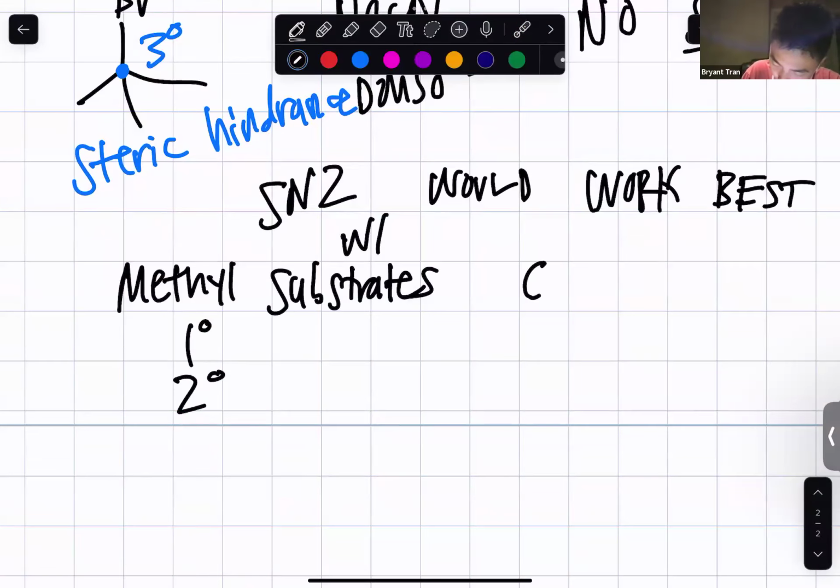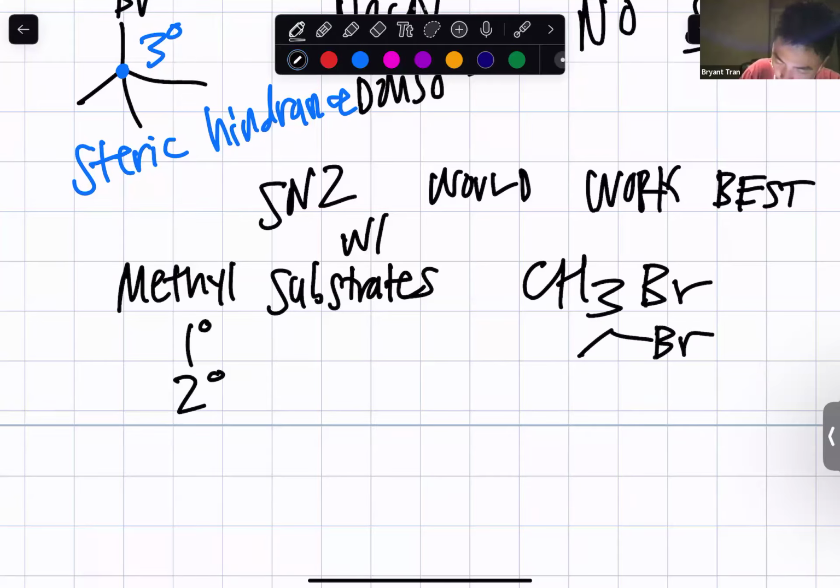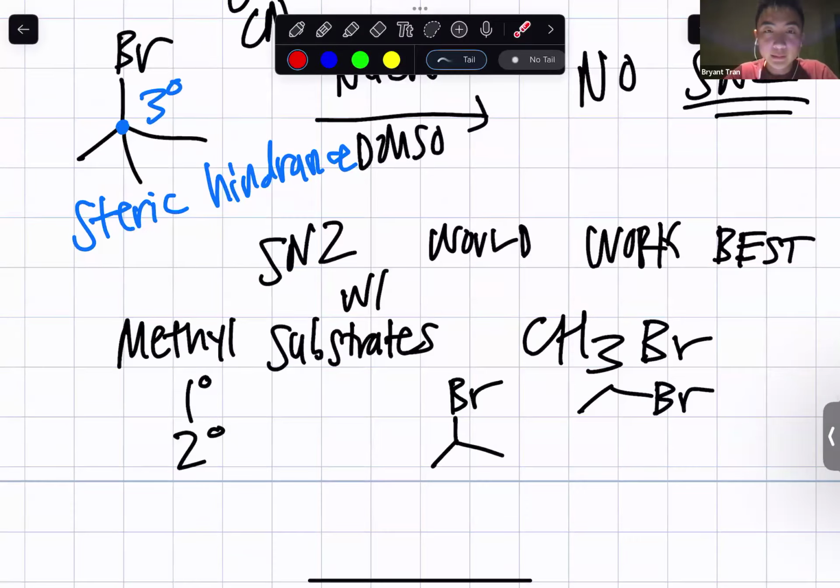Okay. Methyl meaning that we have a CH3Br. Primary meaning that we have the electrophile bonded to one other carbon. Secondary meaning that we have the substrate carbon being attached to two other carbons. Okay. Any questions on that concept for SN2 reaction and steric hindrance?